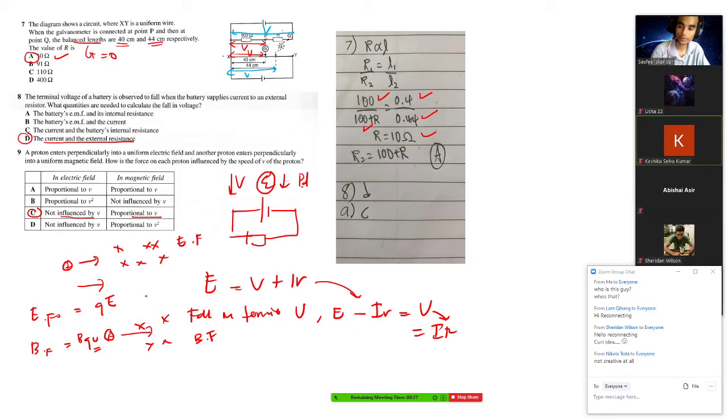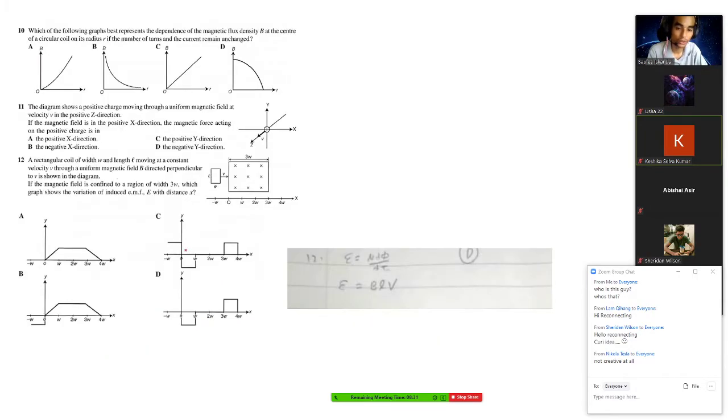So that is 7, 8 and 9. Okay, we go to number 10. Which of the following graphs represents the dependence of the magnetic field B at the center of the coil when the number of turns and current remain unchanged?